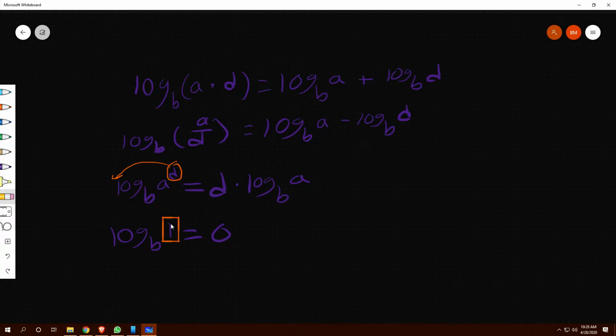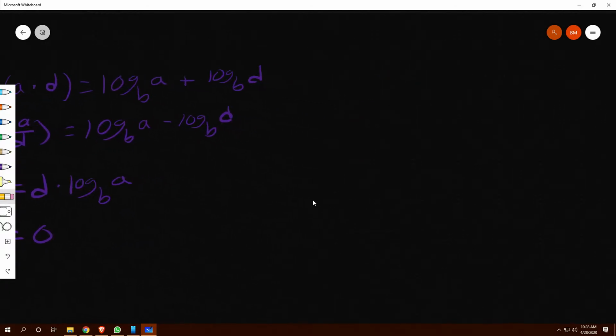The last one is anytime I have an argument of 1. So an argument of 1 means 0 every time. So anytime you see the argument is 1, doesn't matter what the base is, doesn't matter what anything else is, argument of 1, everything's 0.